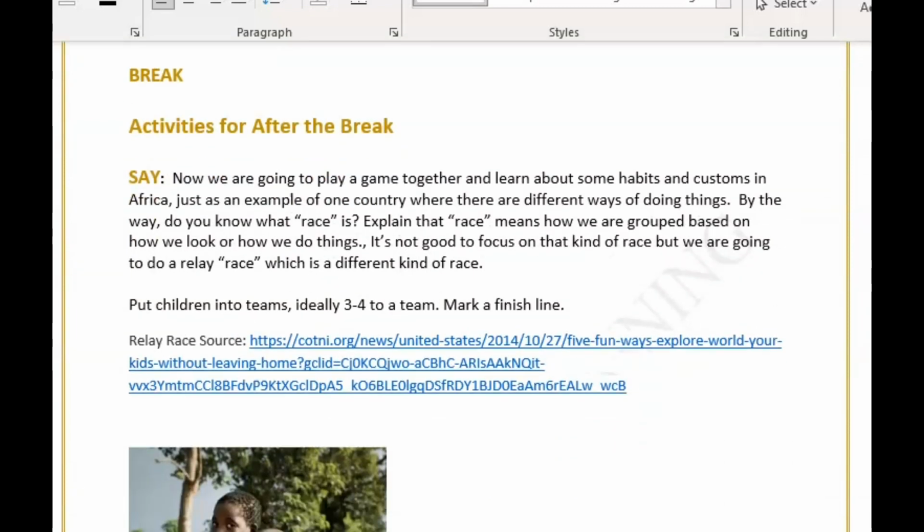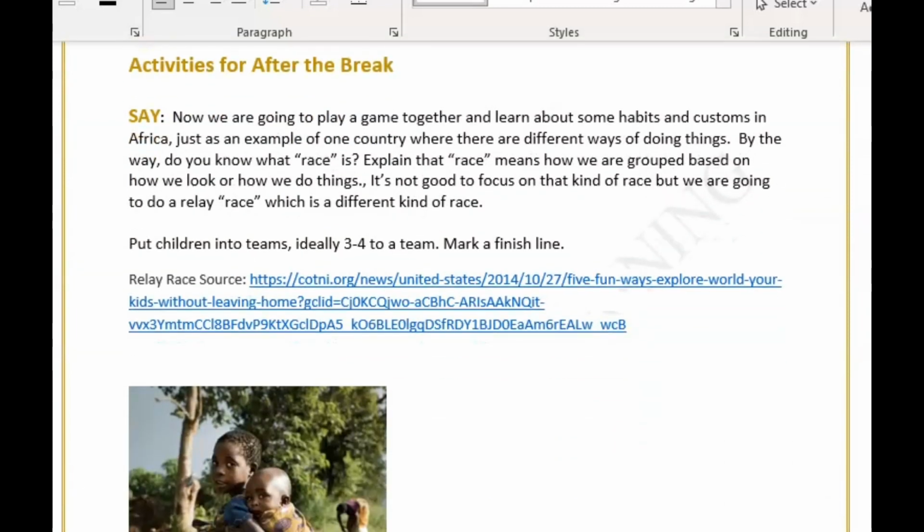Then, after we have a little break, we want to talk a little bit about habits and customs. We're trying to explain what race means. Race means culture and color, and we can talk about how it is a grouping based on how we look or how we do things.